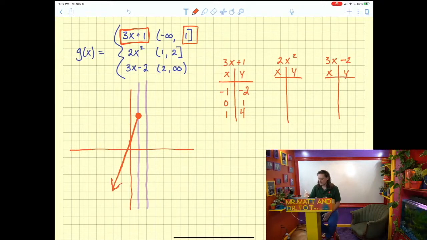And it goes on forever. So we put an arrow, an endpoint, an arrowhead on it. Now the second function is governed between positive 1 exclusive and positive 2 inclusive, and that's the function 2x squared.